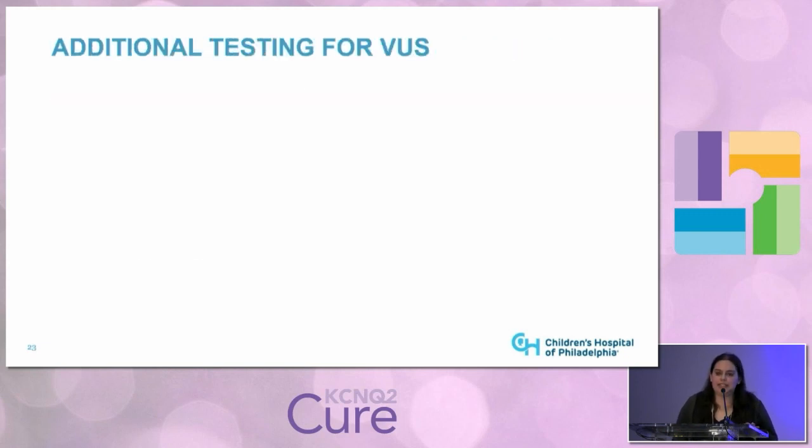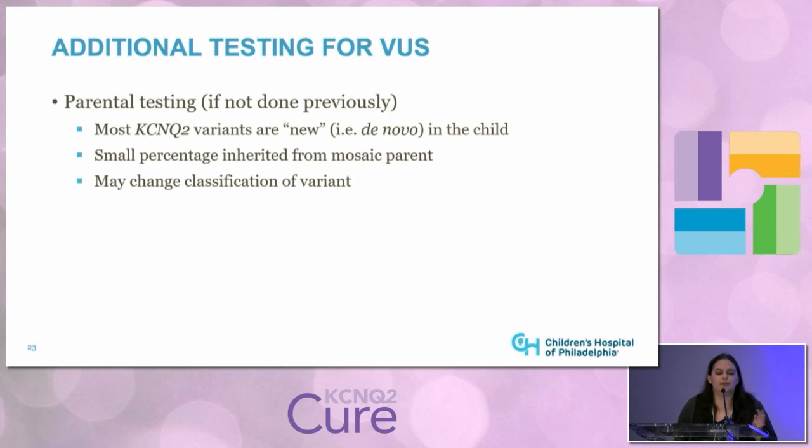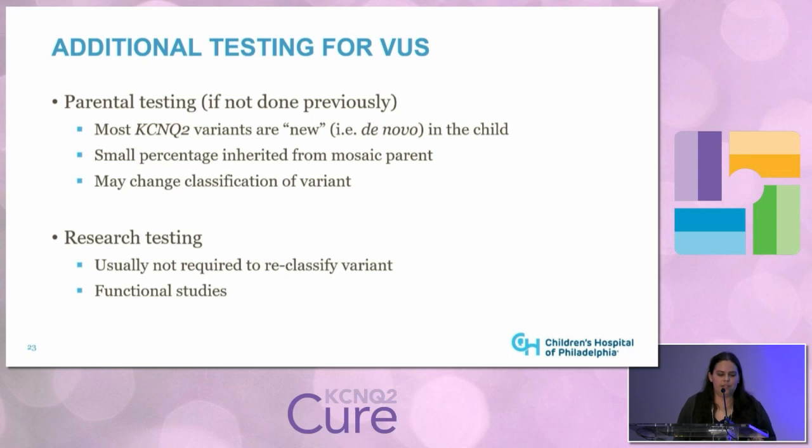Some examples of things that are commonly done are parental testing. As we discussed, most KCNQ2 variants are what we call de novo in the child, meaning their parents test negative for that genetic change. If that is the case for a variant of uncertain significance, that may make us more suspicious, and this actually may change the classification of the variant on the laboratory's end as well. And then also more research-based testing. If we do functional studies of a particular variant, that may make us more suspicious or less suspicious of a given variant, but this is usually not used within the clinical laboratories.